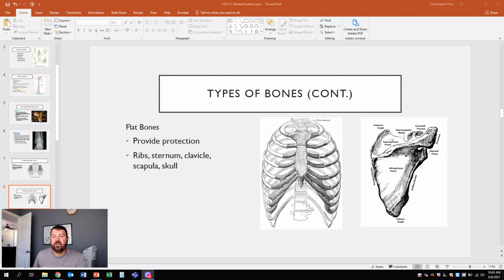Obviously, when it goes too far or too quickly, it results in some kind of fracture to any of those ribs. Your sternum is right here in the front. Here is your scapula, or your shoulder blade. Your skull is also a flat bone. Not your facial bones, just your skull.